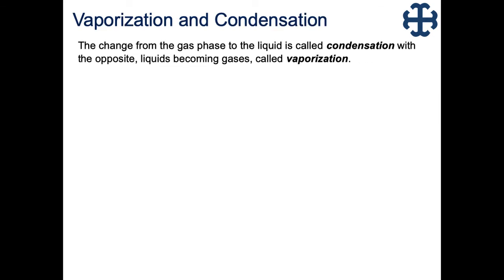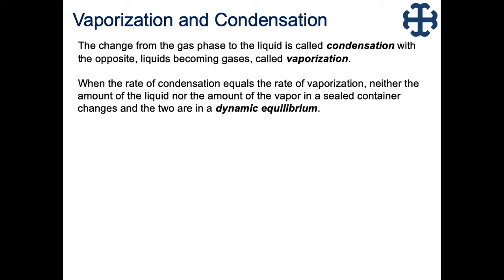So first off, vaporization and condensation. Those are just our definitions for them. So again, condensation is going from the gas phase to the liquid phase, and the opposite is vaporization, going from a liquid to a gas. And when the rate of condensation is equal to the rate of vaporization, neither the amount of liquid nor vapor will change. And so this is something that we call a dynamic equilibrium.